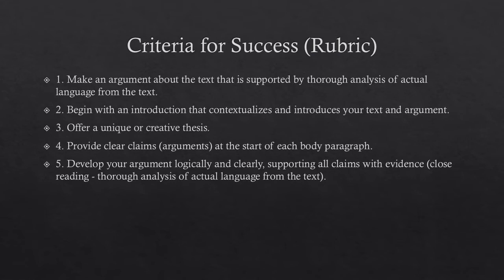Number 5, develop your argument logically and clearly, supporting all claims with evidence. Close reading, thorough analysis of actual language from the text. So this is the close reading bullet point. After you state your supporting argument in the first sentence of a body paragraph, you then maybe give some context, but pretty soon after that, quote from the literature, and then explain in your own words how that language from the literature proves the argument you made in the opening sentence of the body paragraph.